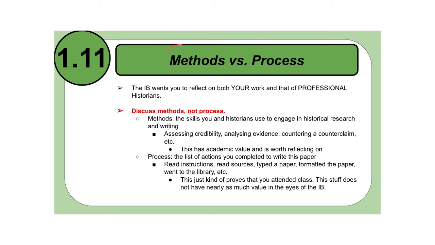Before we jump into this, we do need to take a few moments to address methods versus process, because this is the biggest issue, the biggest question mark, regarding writing these reflections. First of all, the IB wants you to reflect on both yours and a professional historian's methods that were used. You're trying to discuss the methods, not the process. Here's the difference between the two. When you're talking about methods, this is the skills that you and historians use while you're doing research. So you are assessing the credibility, you're analyzing evidence, you're countering a counterclaim. These are all academic values.